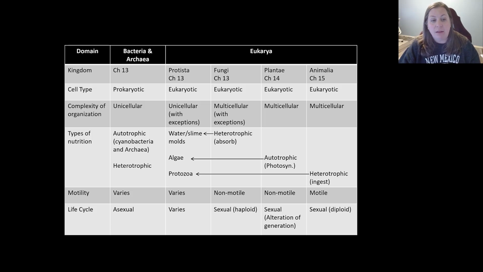The last one is Animalia. Animalia are also eukaryotic. They're multicellular, but they're going to get their food from ingestion, bringing it in and being an ingester. They are motile, so all animals do move at some point in their life, and they do sexual reproduction, and it is a diploid type of reproduction. Again, we'll talk more about what that means when we get to those chapters.